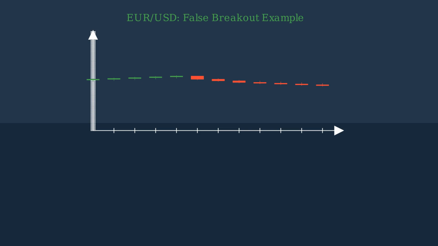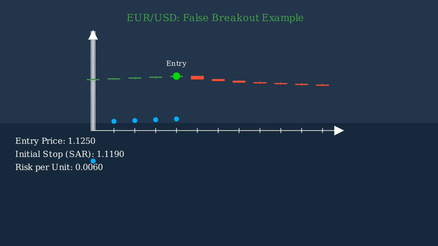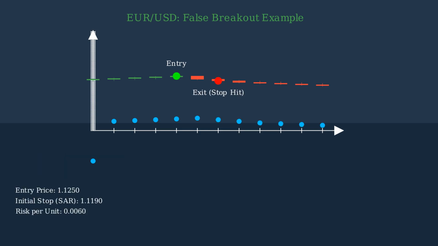Here we see a false breakout that results in a losing trade. Initially, the EUR/USD pair is in an uptrend with the SAR dots below price. We enter when price makes a new high. However, the trend quickly reverses and price breaks below the SAR, triggering our stop loss. This demonstrates how the SAR can help limit losses in false breakouts.